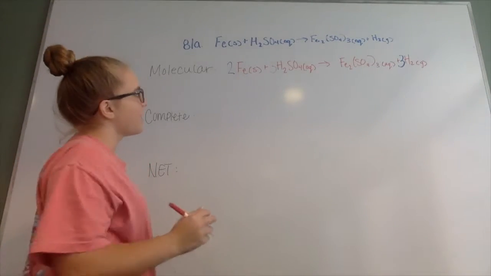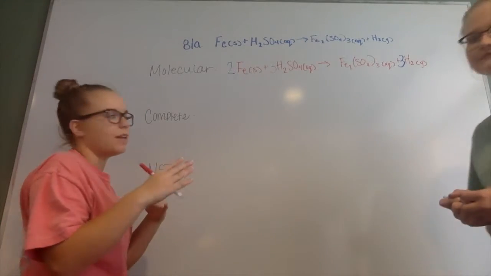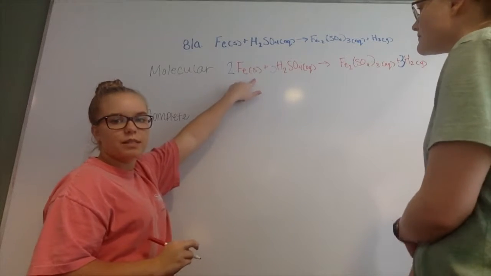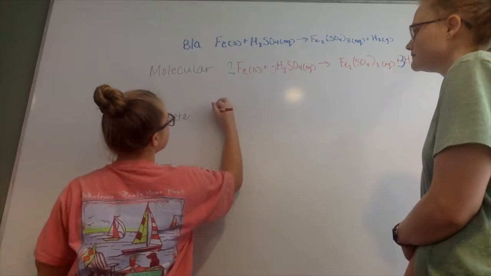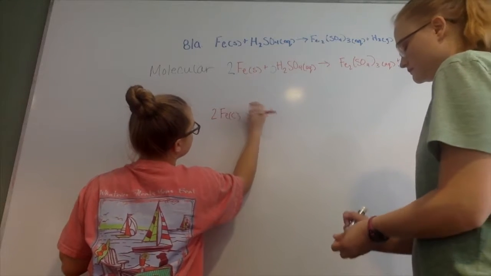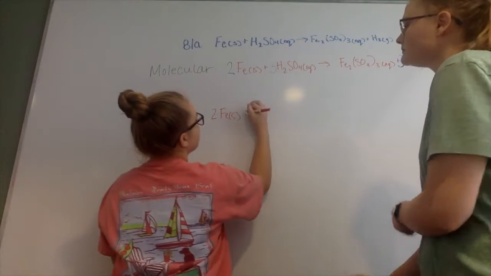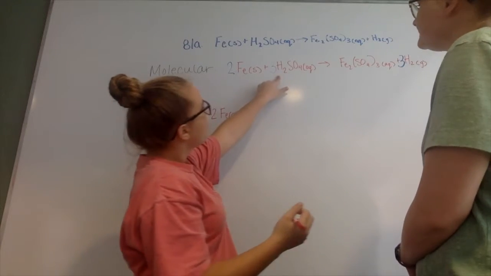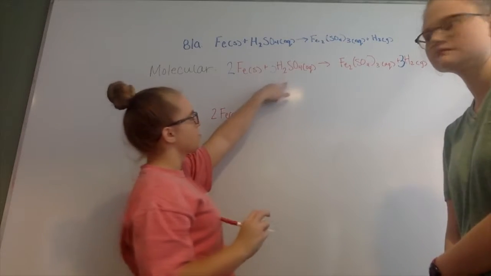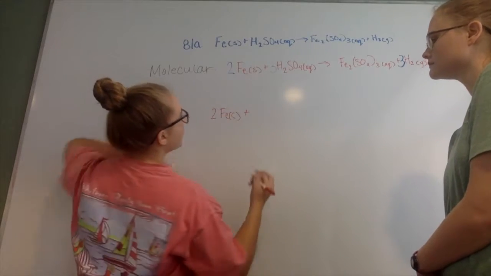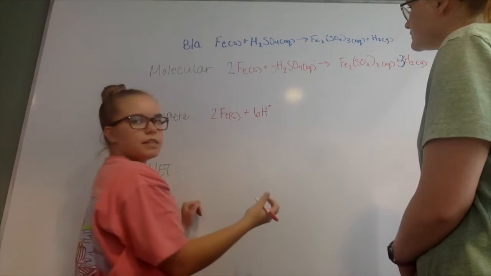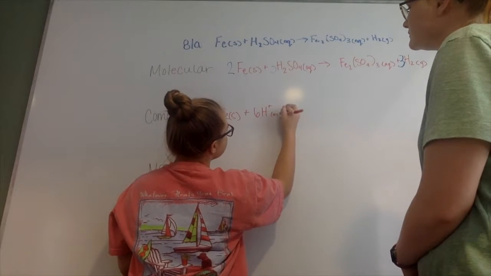So for the complete ionic equation, that's where we dissociate the ones that we need to. This first one, we can't dissociate because it's a solid, so we're just going to write it as it is. It stays in the solid form. We have to dissociate this because we know that this is one of our strong acids, sulfuric acid, so we do have to break it up. So we have 6 H+ ions when it dissociates, and that is aqueous.